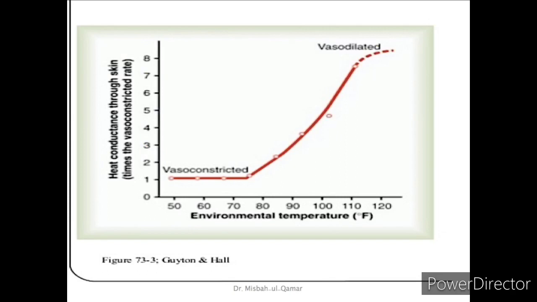So you can see how effective the skin radiator system is, because it shows an eightfold difference in the heat conduction between the maximum dilation and the maximum constriction of the blood vessels. So in short, we can say that skin behaves as an effective and controlled heat radiator system, and the flow of blood to the skin is the most effective mechanism for the heat transfer from the body core to the skin.